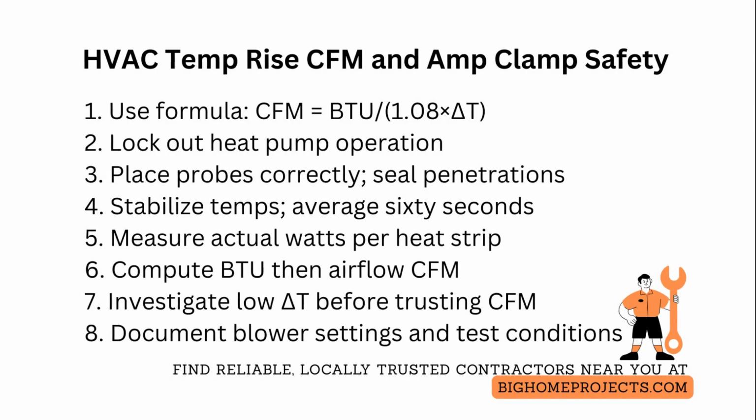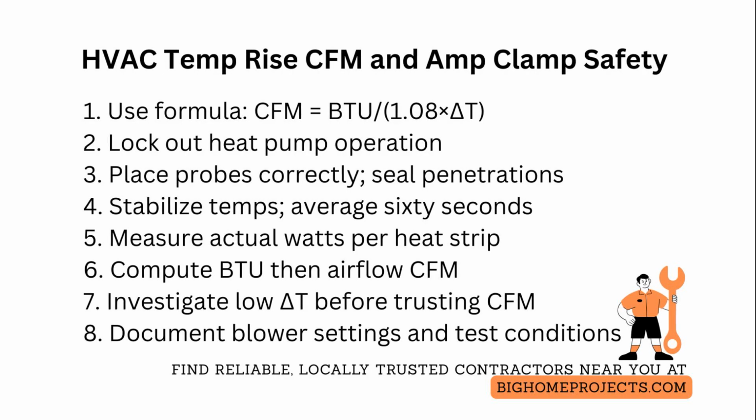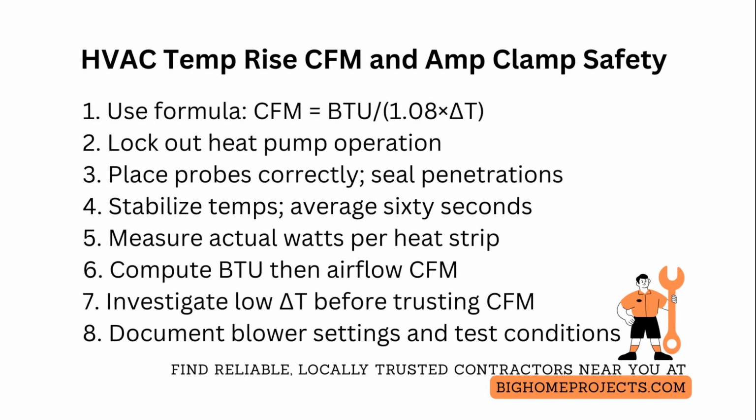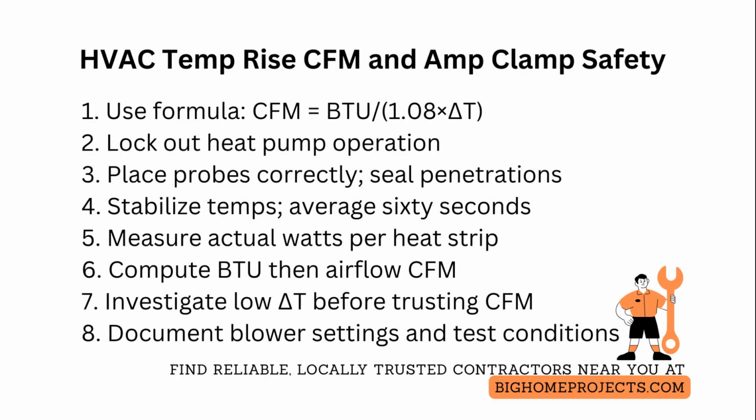Convert watts to kilowatts, multiply by 3,412 to get British thermal units per hour, then divide by 1.08 times the measured temperature rise to get airflow cubic feet per minute. If the temperature rise is extremely low, recheck for bypass leakage, blower speed settings, dirty filters, and electric strip staging before trusting the cubic feet per minute number.